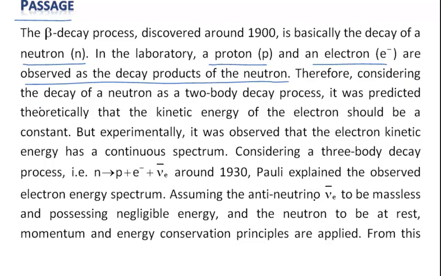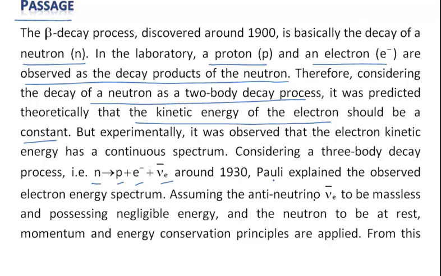Therefore, considering the decay of a neutron as a two-body decay process, it was predicted theoretically that the kinetic energy of the electron should be a constant. But experimentally it was observed that the electron kinetic energy has a continuous spectrum. Considering a three-body decay process, that is, neutron decaying into proton, electron, and this is antineutrino.